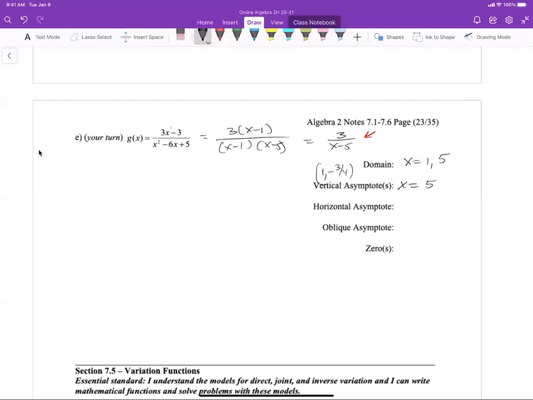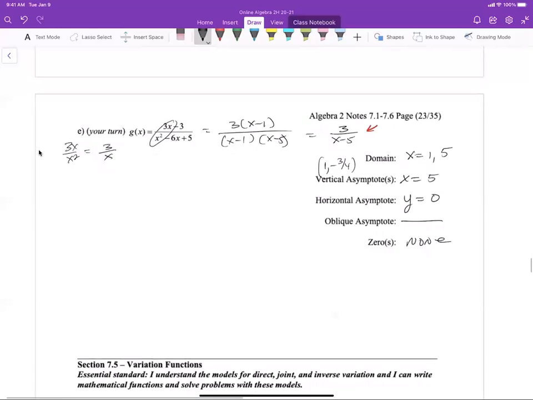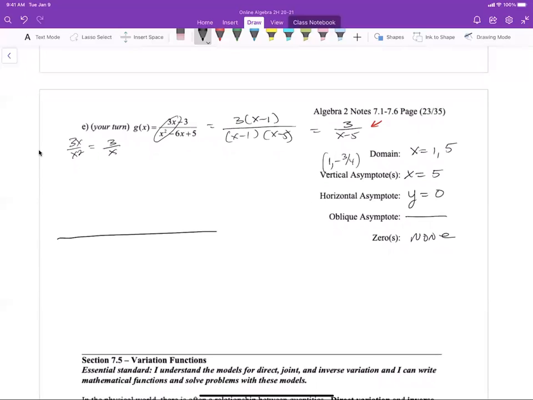Horizontal asymptote, I look at my dominant terms. I have 3x over x squared. I end up with 3 over x. As x gets very, very large, I'm approaching 0. And if I have a horizontal asymptote, I don't have an oblique asymptote. And then, of course, what values of x make my numerator 0? Well, that would be a 1, except that 1 is not in the domain, so I can't have a 0 at that location. It will not cross the x-axis since there is no point at that location. I'm either unbounded or headed towards a hole.